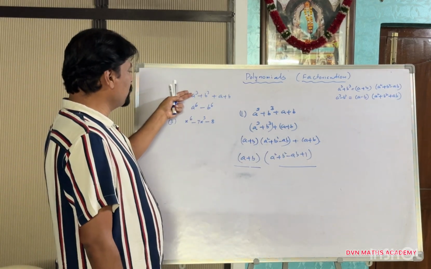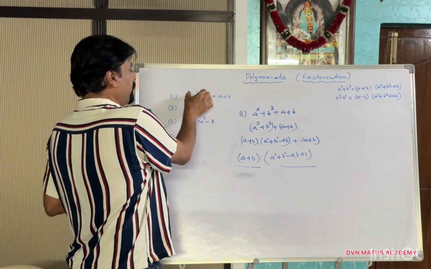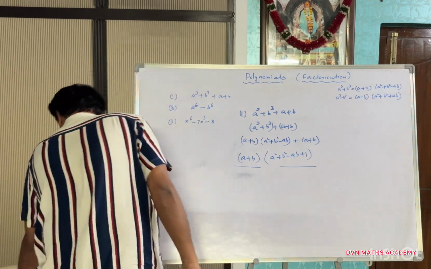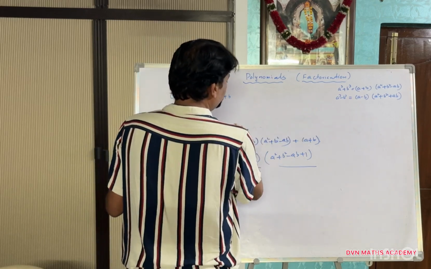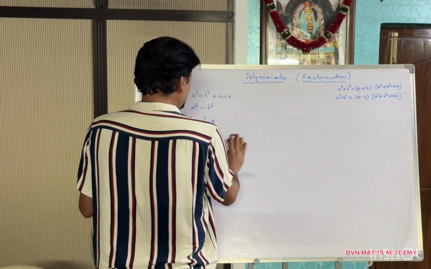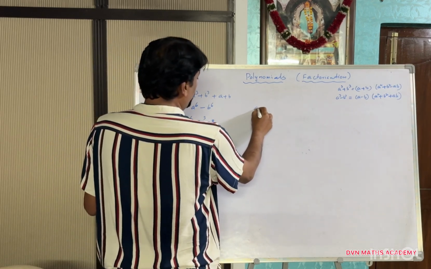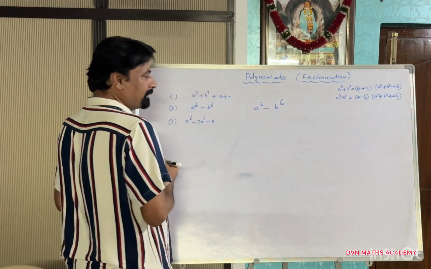By seeing this question, you may not feel it is very hard. Just apply a cube plus b cube, and afterwards a plus b will be common in the question. The second one is very interesting. Go for the second one. Here it is given a to the power of 6 minus b to the power of 6, and you want to factorize this.